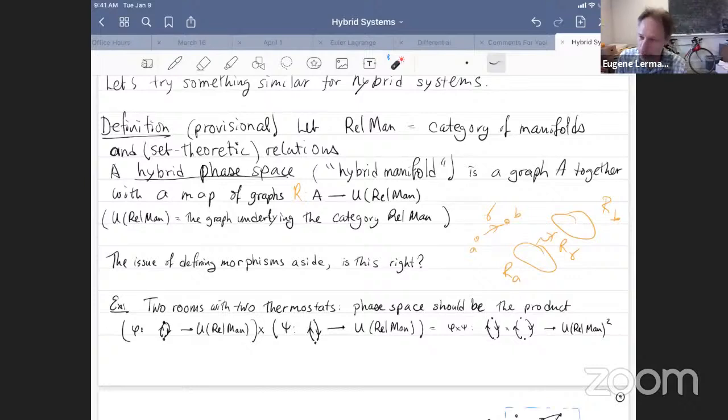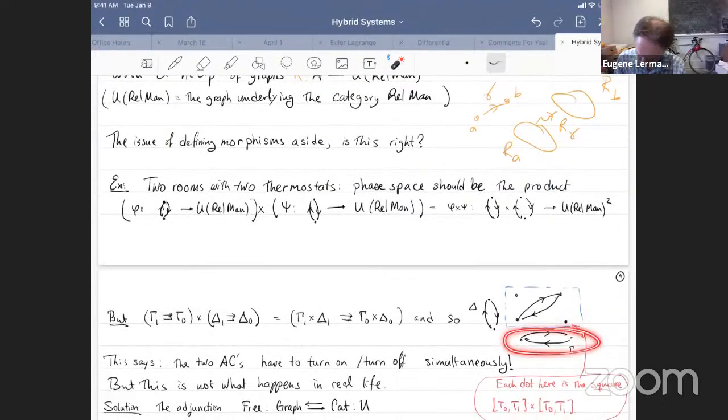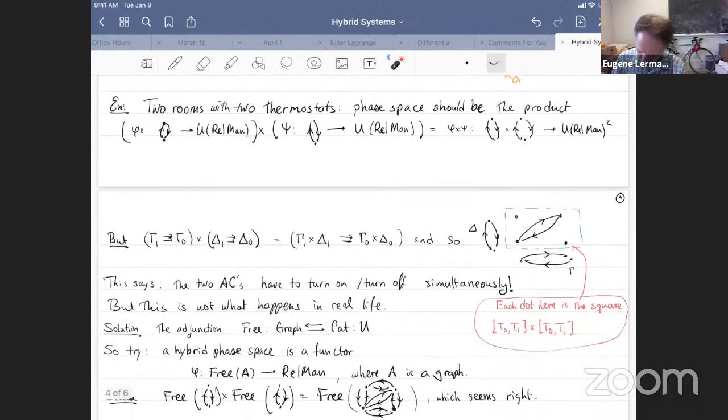Suppose you have two rooms with two thermostats. The hybrid phase space should be the product of two maps of graphs. And we're in the category of graphs, so products are taken pointwise. The product of a graph like this with a graph like this is going to be the graph with four vertices, but we're only going to have two arrows. And the dots are going to be decorated with squares. So that's another reason why I told you that we'll need manifolds with corners really soon.